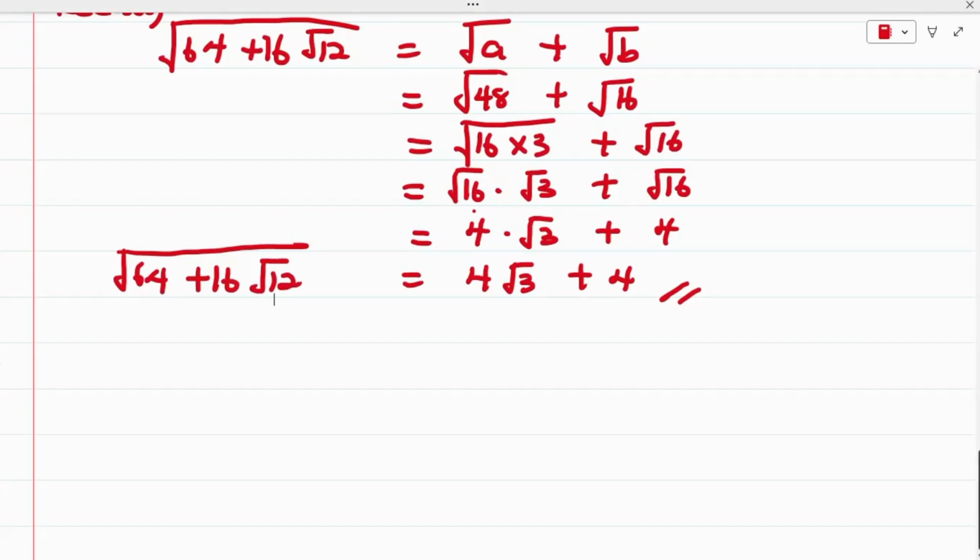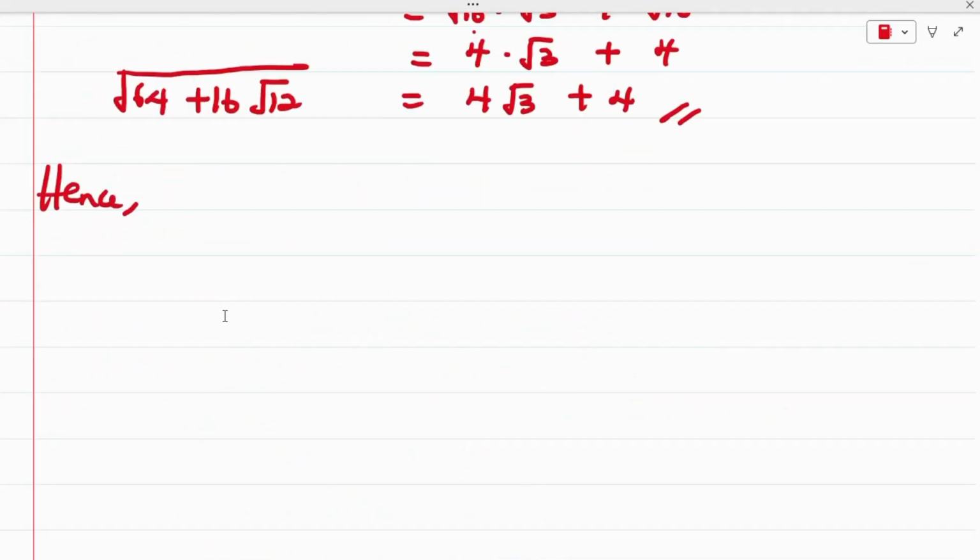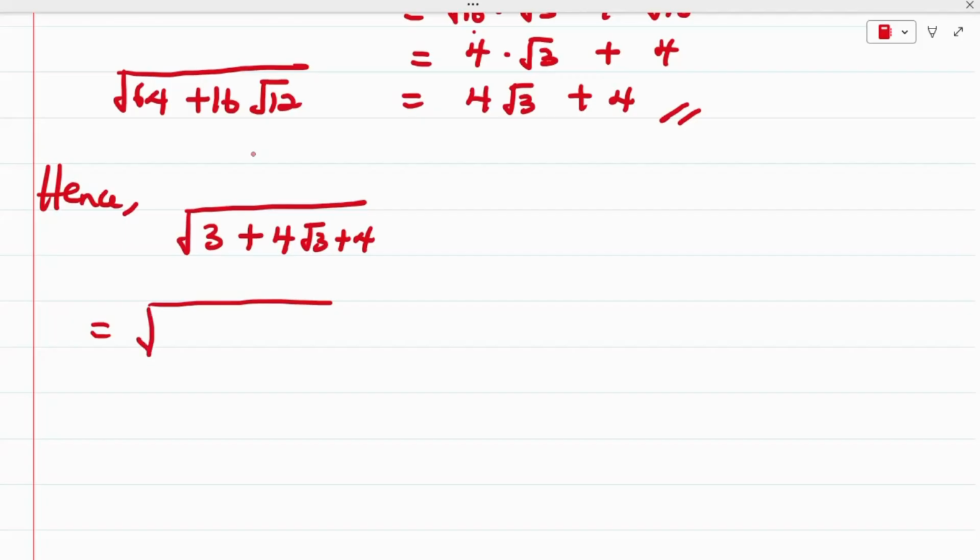Now recall that we were solving for the innermost root because at the first part I said let's simplify the innermost root. Okay, so we have been able to simplify this. So the new equation is going to be the square root of 3 plus 4 root 3 plus 4. From the first solution, when simplifying the innermost root, we have the root of 64 plus 16 root 12 equal to 4 root 3 plus 4. So we have this right here. Okay, so we want to solve for this. So solving for this, the square root of 3 plus 4 is going to give us 7 plus 4 root 3.